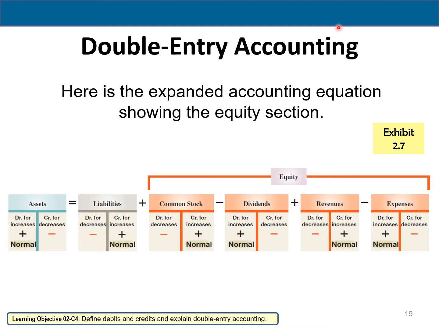Okay, so here, if we take a look at the expanded accounting equation, the same thing is true. Your assets, debit to increase, credit to decrease; liabilities, credit to increase, debit to decrease. But then when you look at the equity part of your accounting equation in the expanded format, there's a little bit of a trick to it.